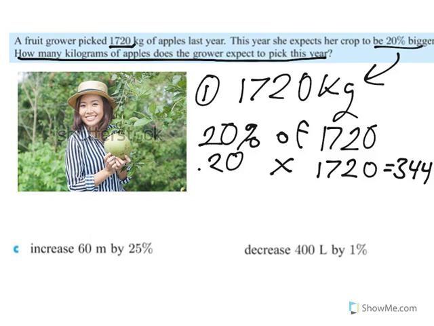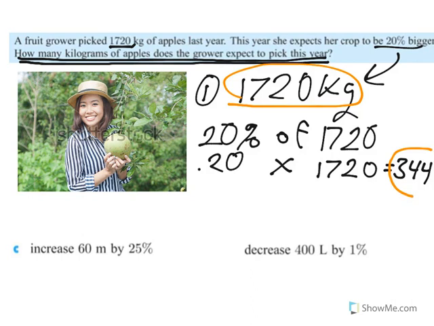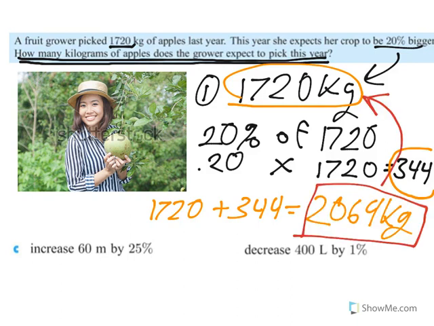That doesn't answer our question. Our question is, how many kilograms does she expect to pick this year? So if she picked 1,720 kilograms last year, this year, a 20% bigger crop will be 344 added to that. The answer is not 344 because that's much smaller. The answer is 1720 plus 344, and we have our answer.